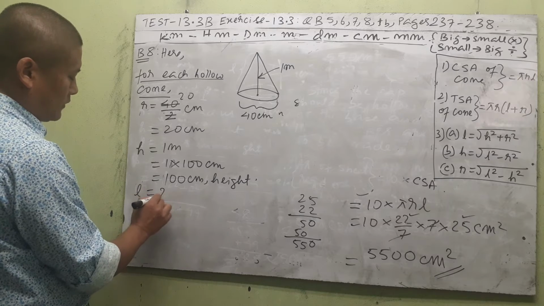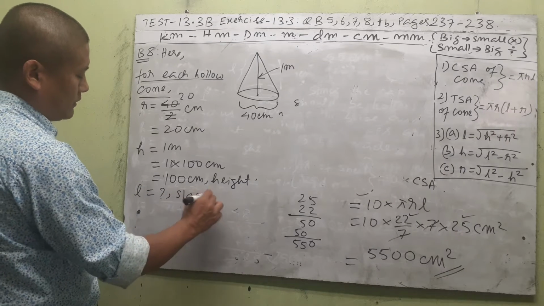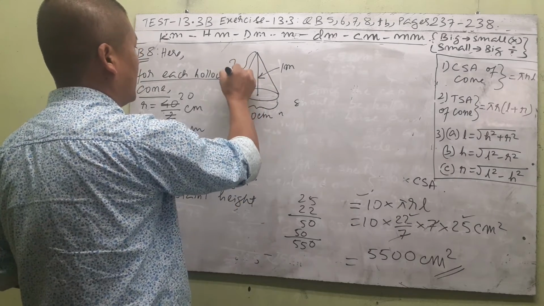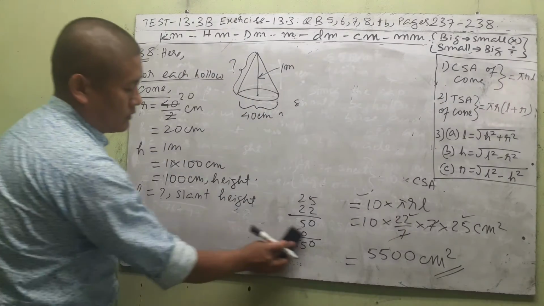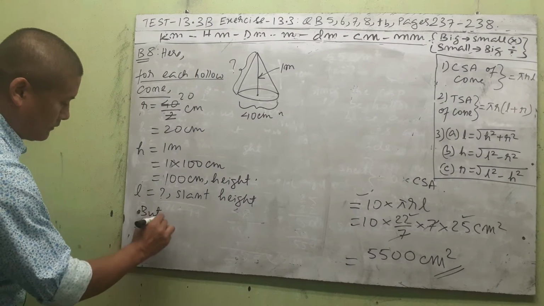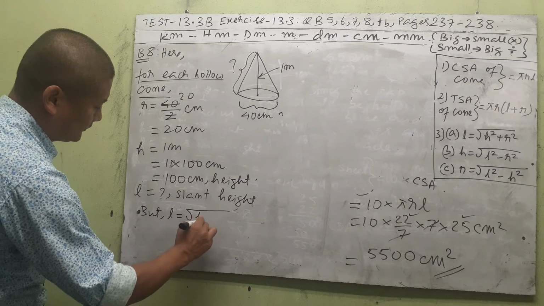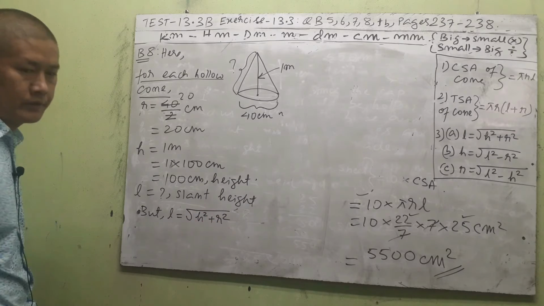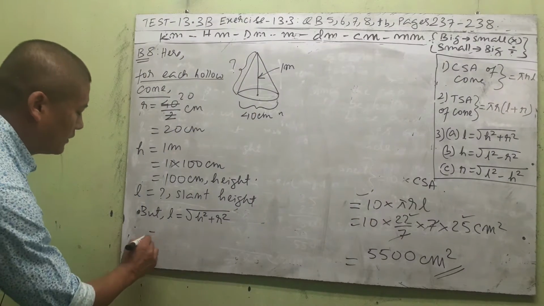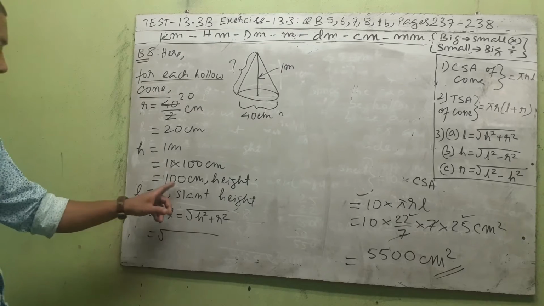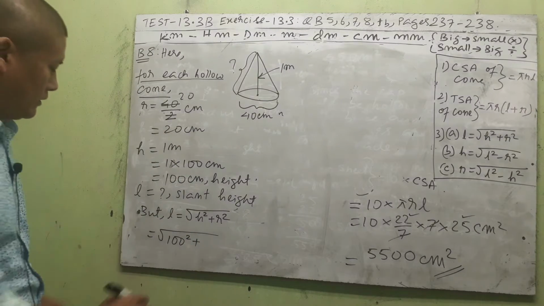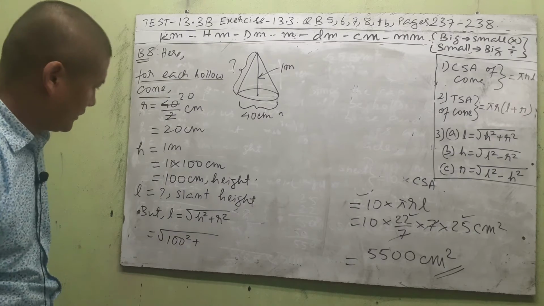Now l is equal to question mark, its slant height. We don't know this value yet. This value is unknown, slant height. So we need to find that out. But the formula tells us that we can calculate l is equal to root over h squared plus r squared, as you can see here. So next there will be root over h is 100, so you can just write 100 square plus r. But before you do that, let us put these values.